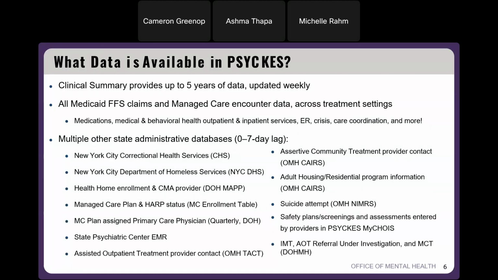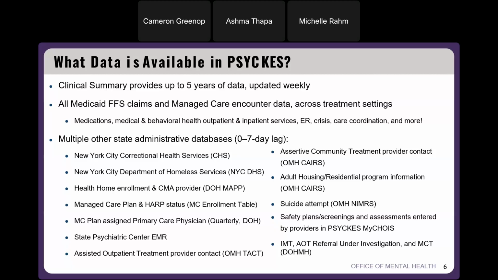So what data is available in PSYCKES? Now we have a few different data sources feeding into our application. Our clinical summary provides 5 years and beyond worth of data, and again, it's updated on a weekly basis. Our biggest data source is Medicaid billing. So all Medicaid fee-for-service claims and managed care encounter data is coming into our application across treatment settings.